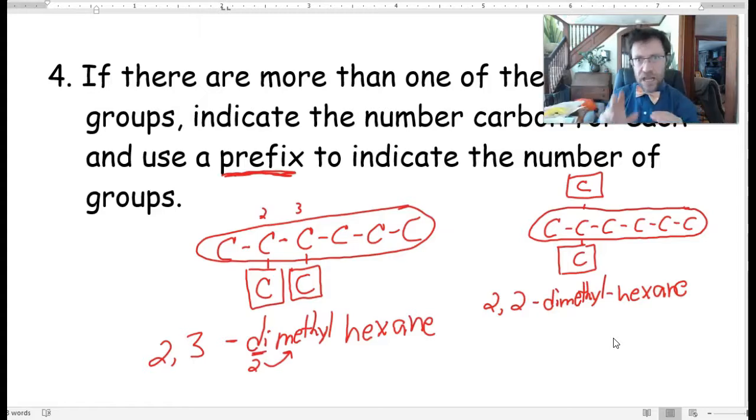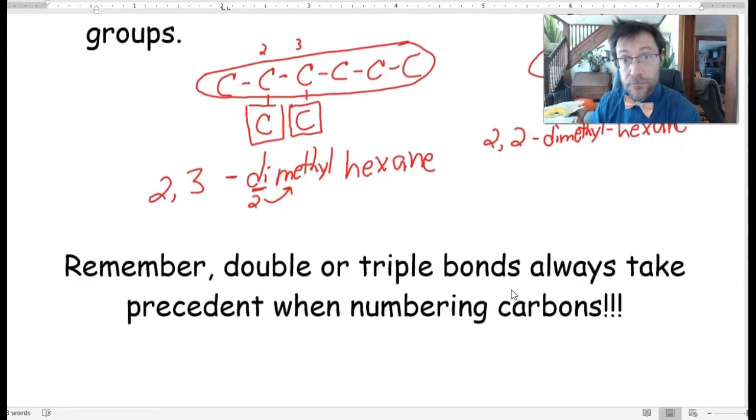So that's how we do the naming of the branches. You guys got it? Simple, right? Except for that one exception, in case there are 2 branches. Remember, a prefix tells us how many, and then the number still tells us where, and you need to number each and every group. So if there are 2 groups, you should have 2 numbers, even if it's the same number, like this. That's it. That's all there could possibly be, right?